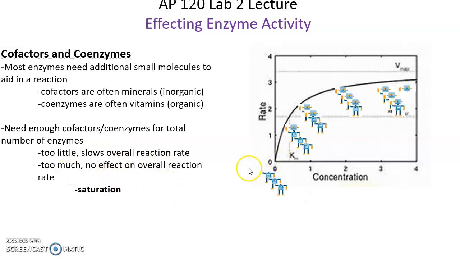So here you have enzymes with no cofactors. They can't do anything. Now you have enough cofactor for, say, one enzyme, it goes at a certain rate. Enough cofactor for 2, now it's even faster. Enough for 3, it's even faster. You add even more cofactor though, and it's saturated now. All the enzymes have cofactors. Adding more cofactors will not help things out.